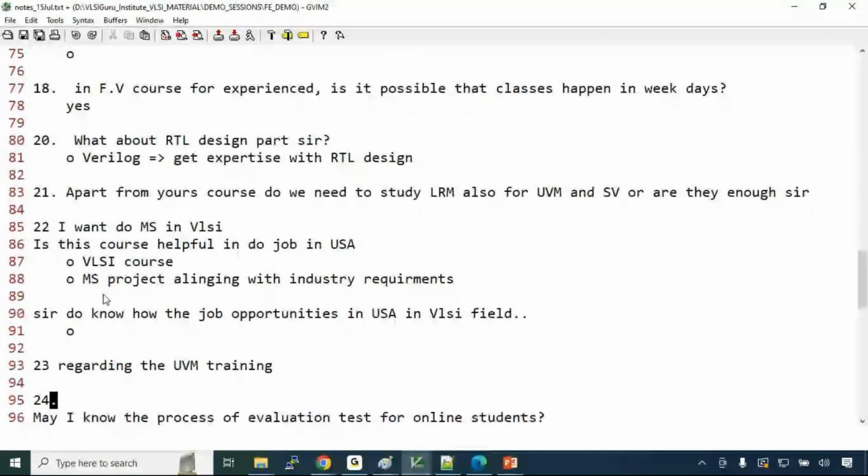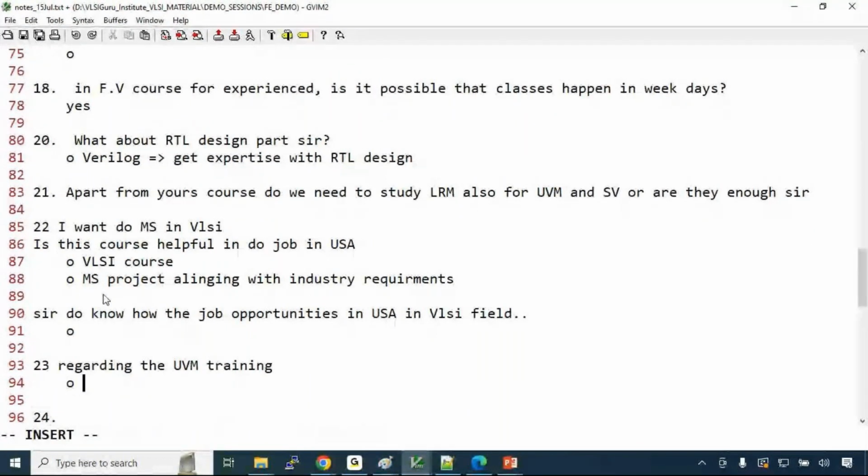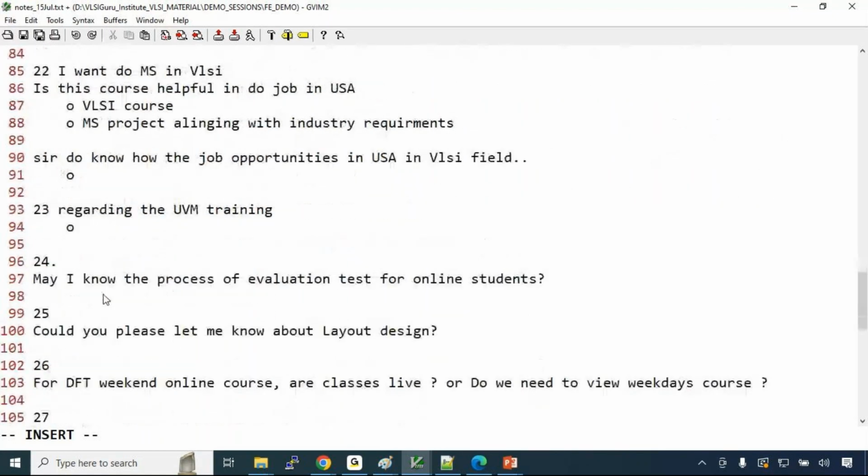Regarding the UVM training, I think it's divided into two parts: the main course and the advanced course. The main course is what is required for a fresher. The advanced course is for experienced people. Okay, I think that's about it. If you have any further queries, please post your question. We are done pretty much.